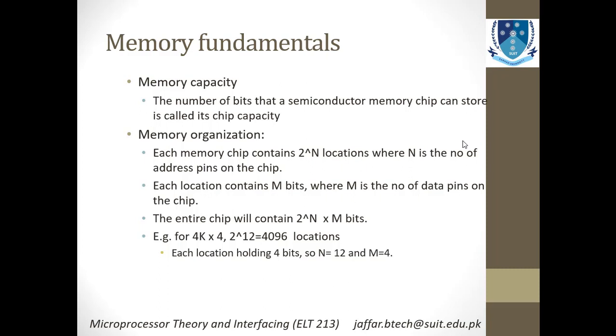So for example, let's say you have a memory of 4k by 4. The possible locations turn out to be 4k, or you can say 2 power 12, which is basically 4096 locations, and each location is holding 4 bits. So n is equal to 12 and m is equal to 4.